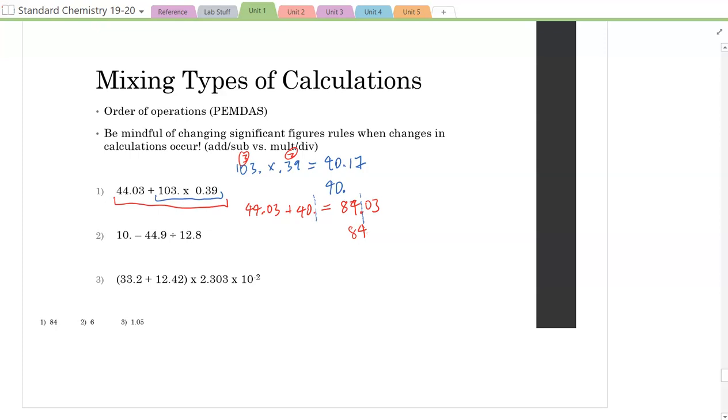All right. Let's just, as a hypothetical, say we did end up doing a calculation where I stick it all in at once. The resulting calculation from that is just going to be 84.2. This is what comes out of my calculator if I stuck in 44.03 plus 103 times 0.39. The calculator will take care of the order of operations for me. But here I'm kind of stuck. Where do I round? How do I round this?